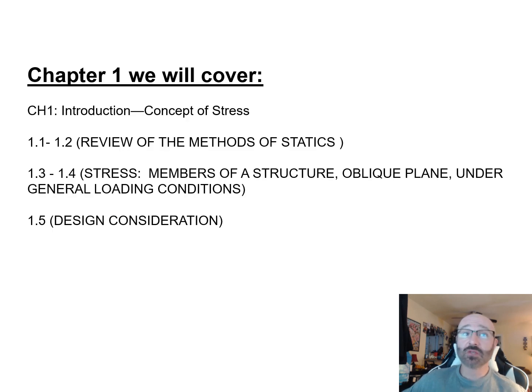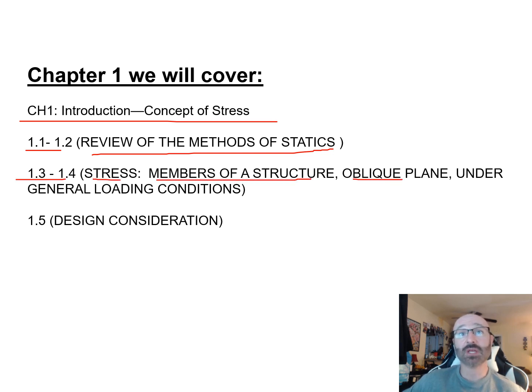So how does this relate to our textbook here? Well, this is Chapter 1, the concept of stress. The first two sections are going to be a review of the method of statics. So that's section 1.1 and 1.2 in your book. 1.3 and 1.4 are going to cover stress, member of a structure, oblique plane, and under general loading conditions. And the last section, section 1.5, is where we start jumping into some of these design considerations.